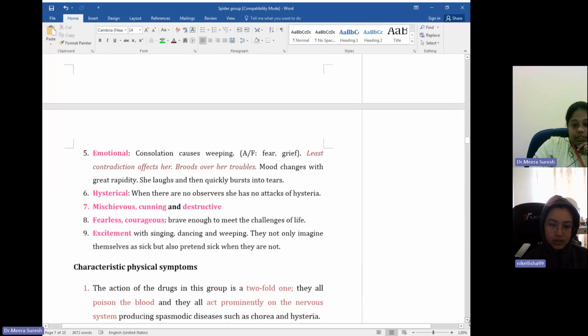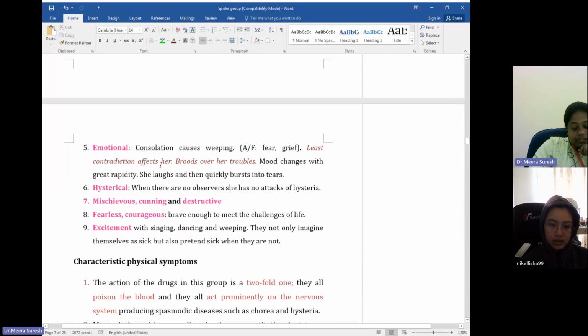So emotionally, consolation causes weeping, like consolation causing aggravation, which we see in Natrum muriaticum and Ignatia. We can see over here also. The least contradiction affects her, and a lot of medicines we have for that, Aurum metallicum, Nux vomica, Natrum muriaticum, a lot of remedies. And she broods over her troubles. Mood changes with great rapidity. She laughs and then quickly bursts into tears.